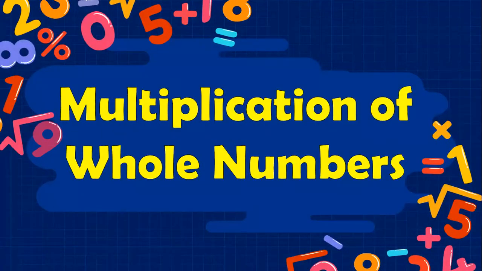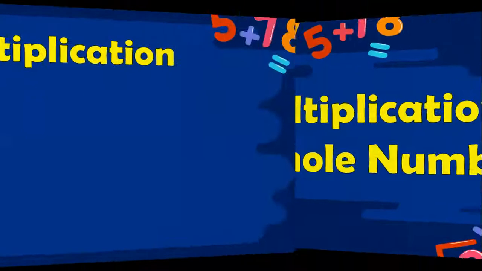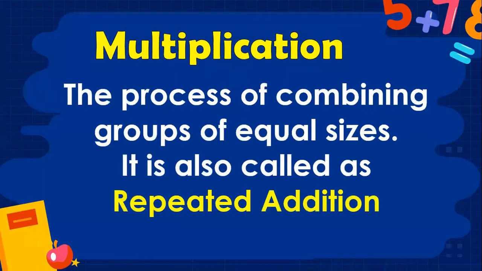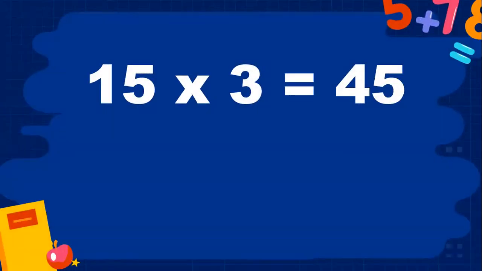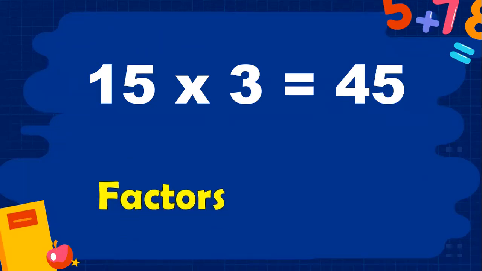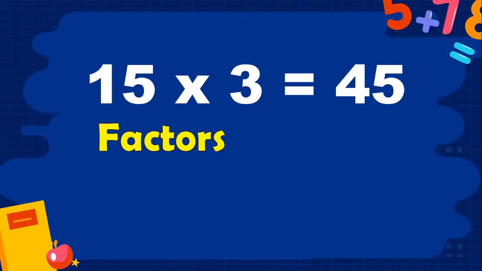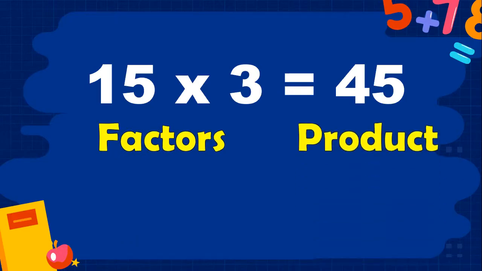Let's begin with multiplication of the whole numbers. Multiplication is the process of combining groups of equal sizes. It is also called repeated addition. I have here a multiplication sentence. We have 15 times 3 is equal to 45. 15 and 3 are called factors, and 45 is the product.